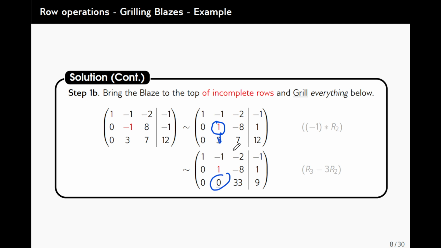By the way, by grilling, I mean that it was 3, right? This 3 is being subtracted, so you make it into 0. Okay. So what is the next step?